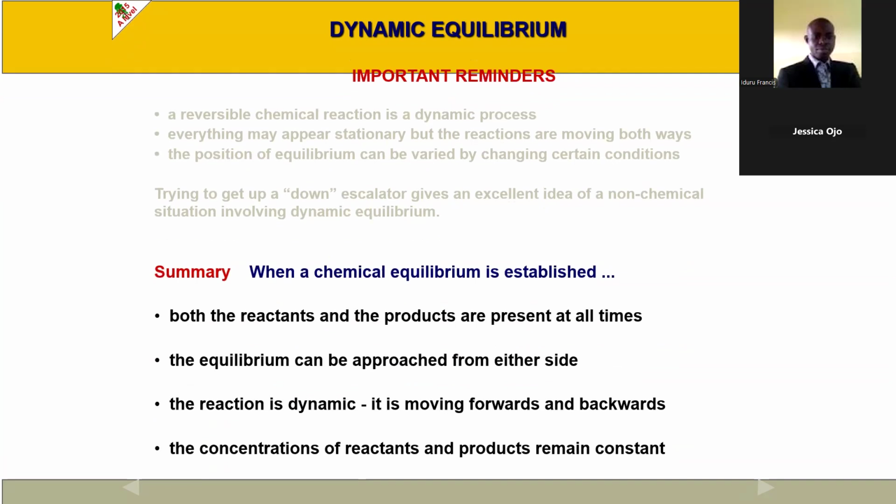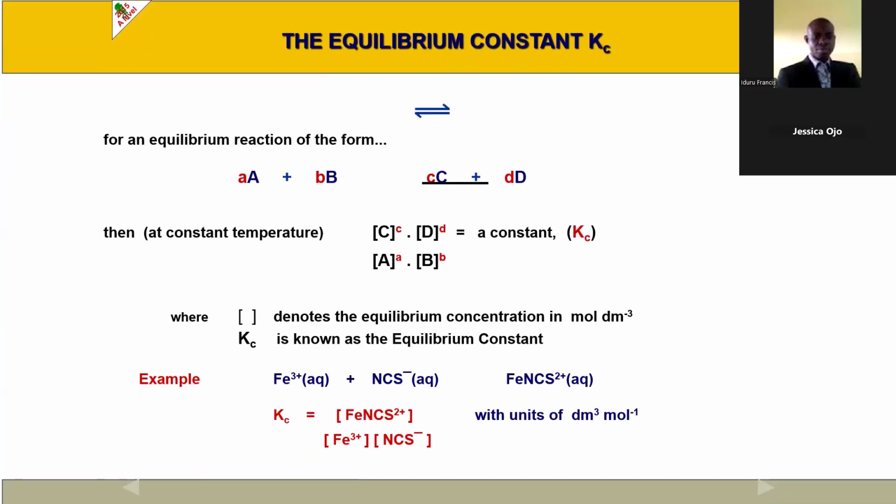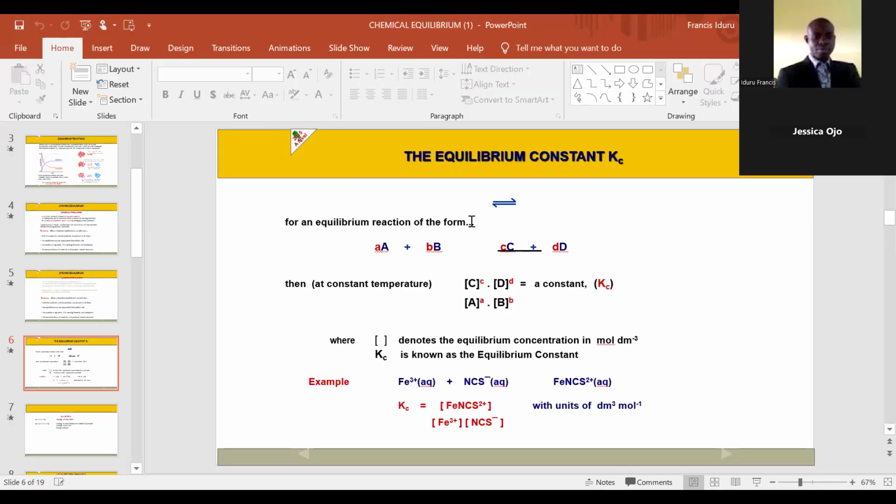Okay, let's look at this one. Let's see, for an equilibrium reaction of the form A, number of moles of A, and so on. Let's see how we can influence it.